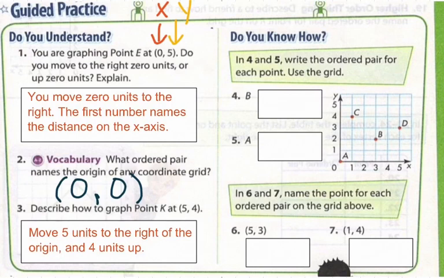All right. So it wants us to write the ordered pair for each point. So we know we're going to be writing 2 numbers. We're going to be writing something, something. Okay. So I can get it all set up.